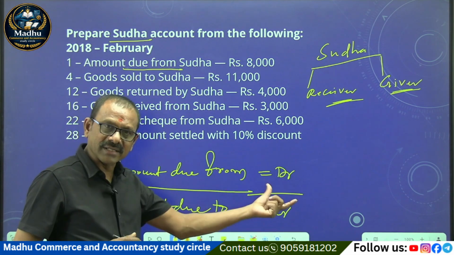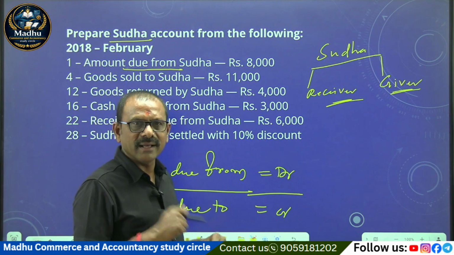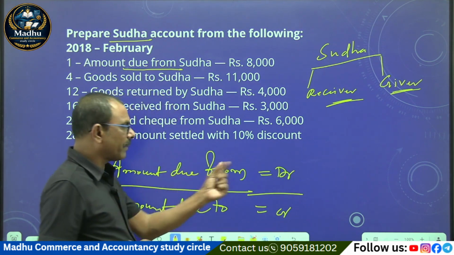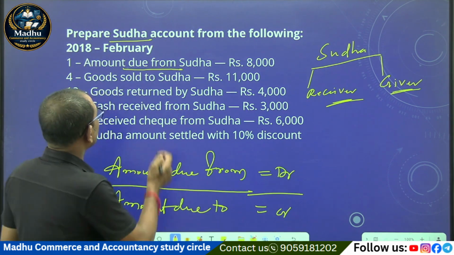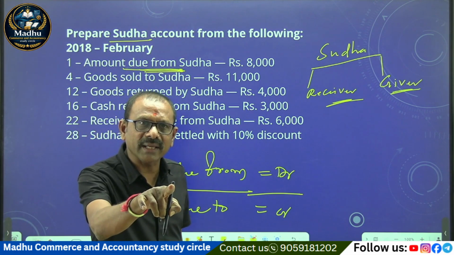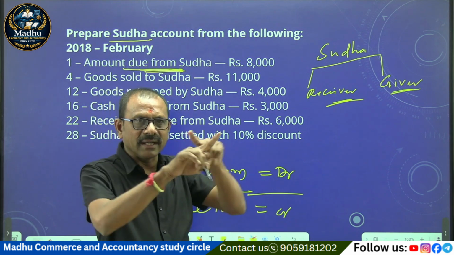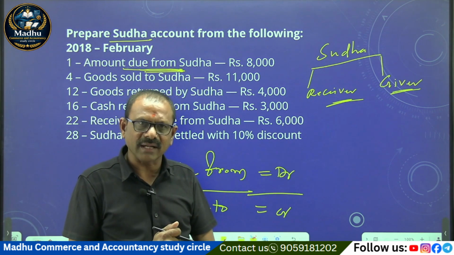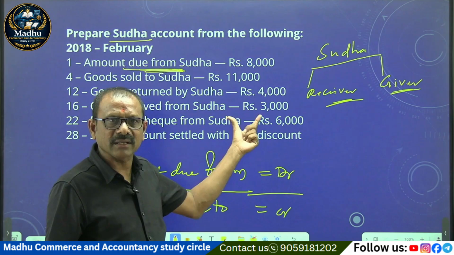So due from is the debit side, due to is the credit side. Here due from is there. Whose account are we preparing here? Sudha account. We have to prepare a ledger account in a table, which I will explain. First I am just explaining this question.